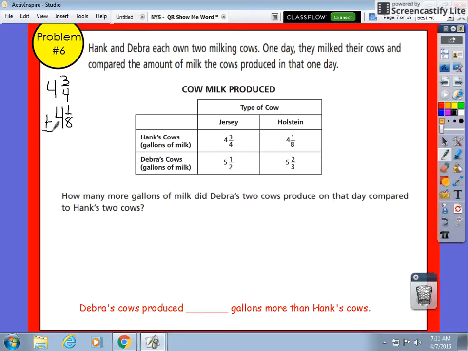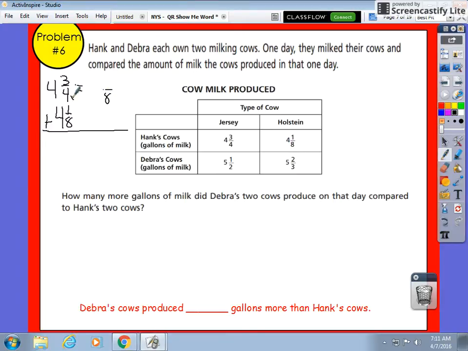1/8 gallons. And I can tell right away that I need to find a common denominator because I'm adding these 2 fractions. So I'm going to find my common denominator, and I can look and I can see that if I count by 4s, I'm going to reach 8. So I know that 8 is my common denominator. So I need to change my 3/4 to something with 8 as a denominator.